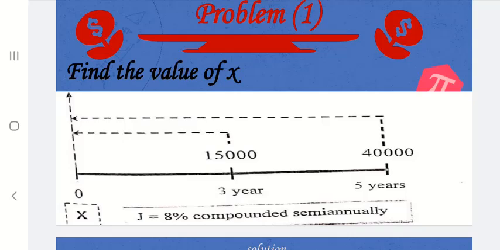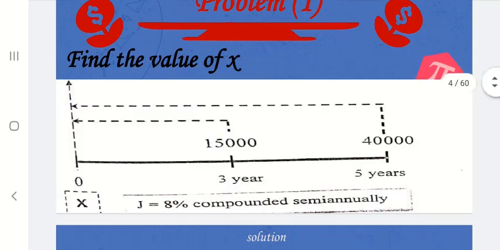In this problem, the focal date lies before, so we will use the present value. The present value of all the obligations: the present value of $15,000 and the present value of $40,000 equal X.